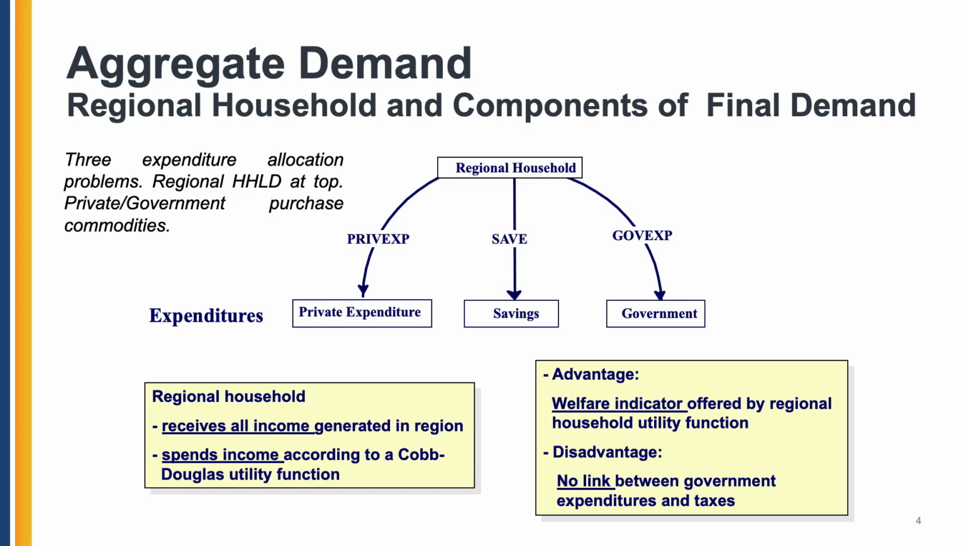And in this case, the fact that we're treating this expenditure problem at the top level means it's independent. The budget for the regional household is independent from the amount of government spending that occurs. It's going to be a share of total income and not specifically a government budget that's allocated.